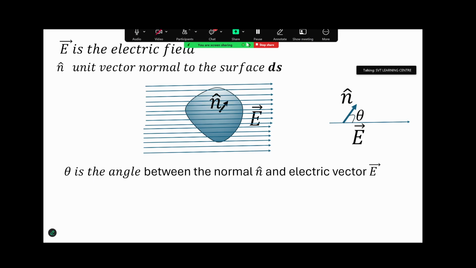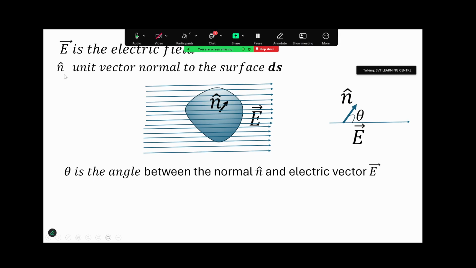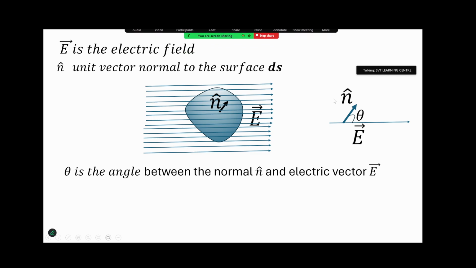Now we come to what is called electrical flux. So let us say that we have electrical field lines going like this and we have a surface. The blue colored thing is a surface. N is a normal to the surface, perpendicular to the surface. If you take one electrical field line E and try to make a component, now remember the electrical field E and the normal make an angle theta with each other. N is a unit vector normal to the surface and capital E is the electrical field. Theta is the angle between the normal and the electrical field.